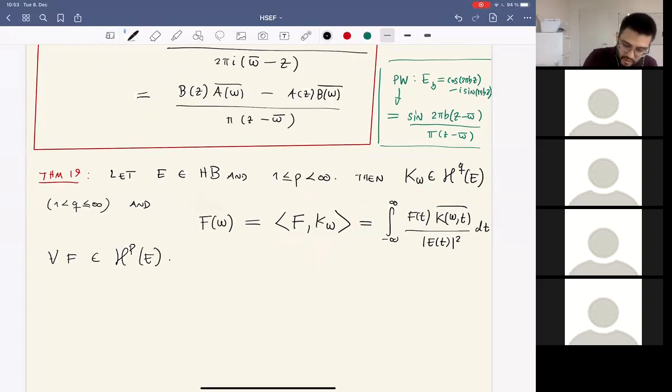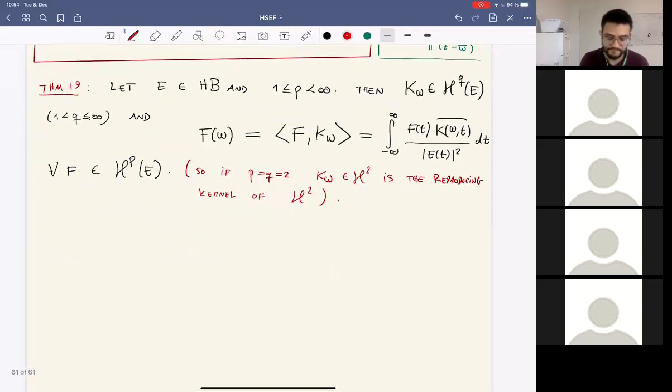Okay. Let me write that. So if p equals q equals 2, K_w belongs to H2 and is the reproducing kernel of H2. Okay. Let me prove that result.